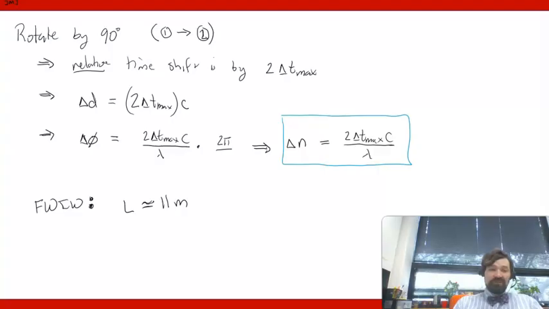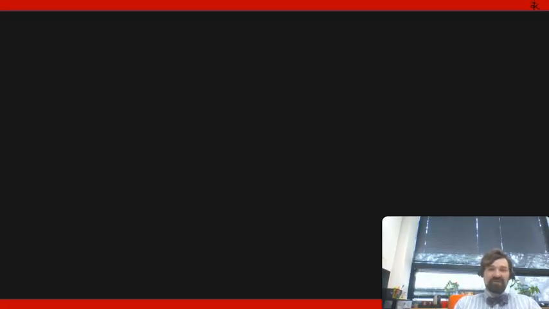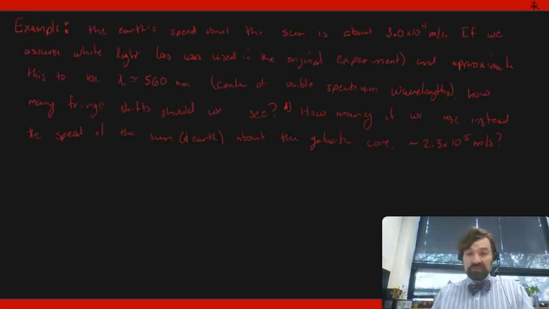So, now we might ask, as an example, to calculate just how many phase shifts we expect. And we can do both the approximation and the exact treatment if we want. So let's work a set of examples here. We can do one with the Earth's speed about the Sun, maybe another one with the Earth and Sun speed about the galactic core. We'll use white light since that's what was used in the original experiment, but we'll approximate this as 560 nanometers and work it out.